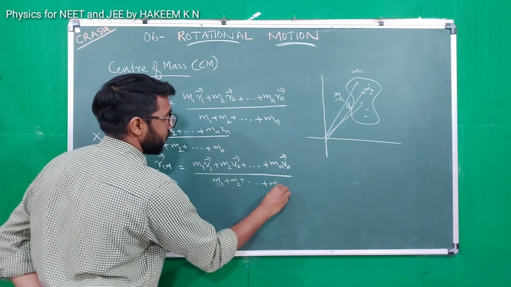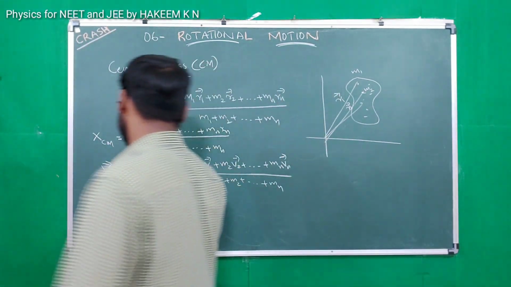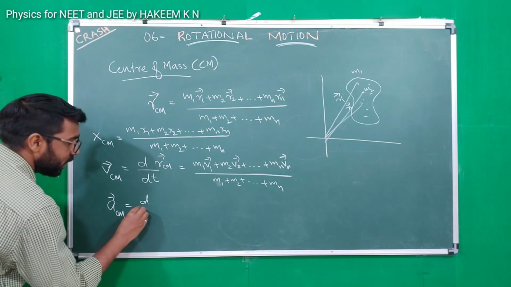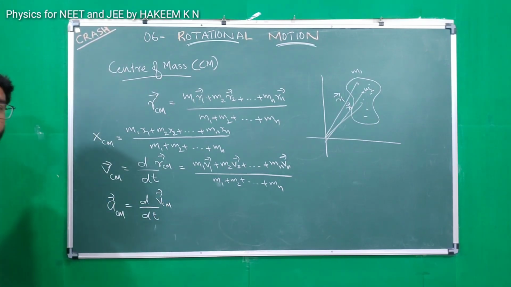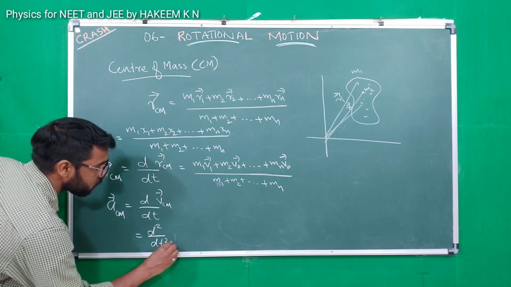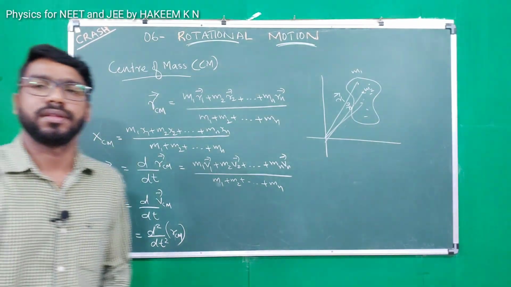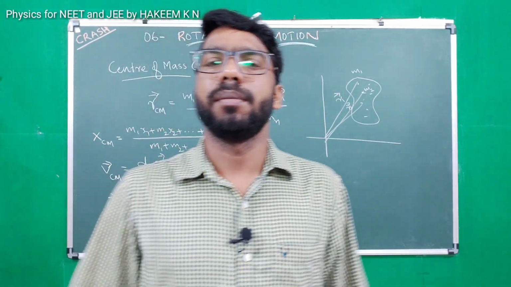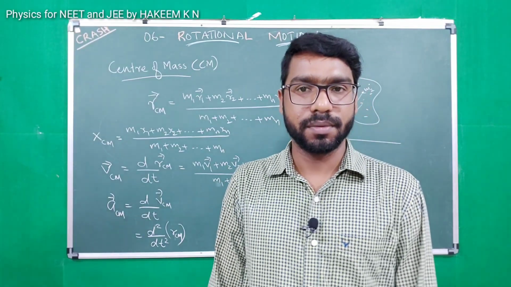Like that, acceleration of center of mass, acm, equals d by dt of velocity of center of mass, or d square by dt square of position vector of center of mass. That is m1a1 plus m2a2 plus etc. plus mnan divided by m1 plus m2 plus m3 etc. plus mn.